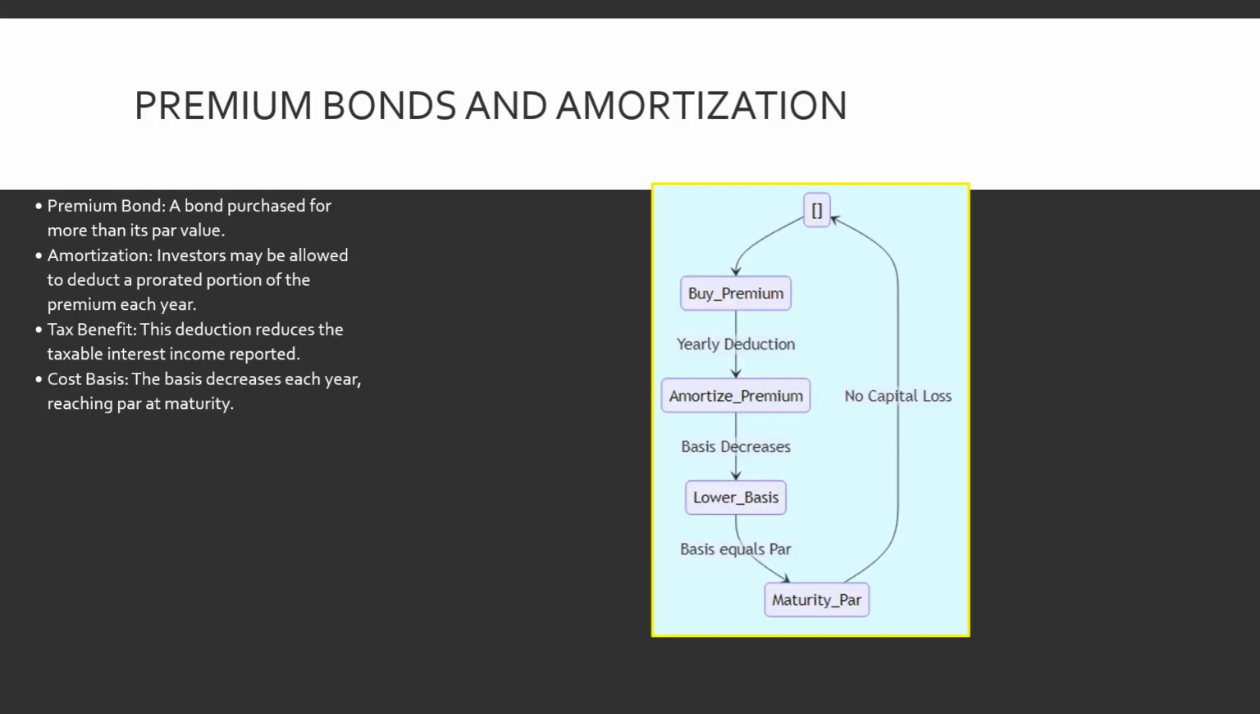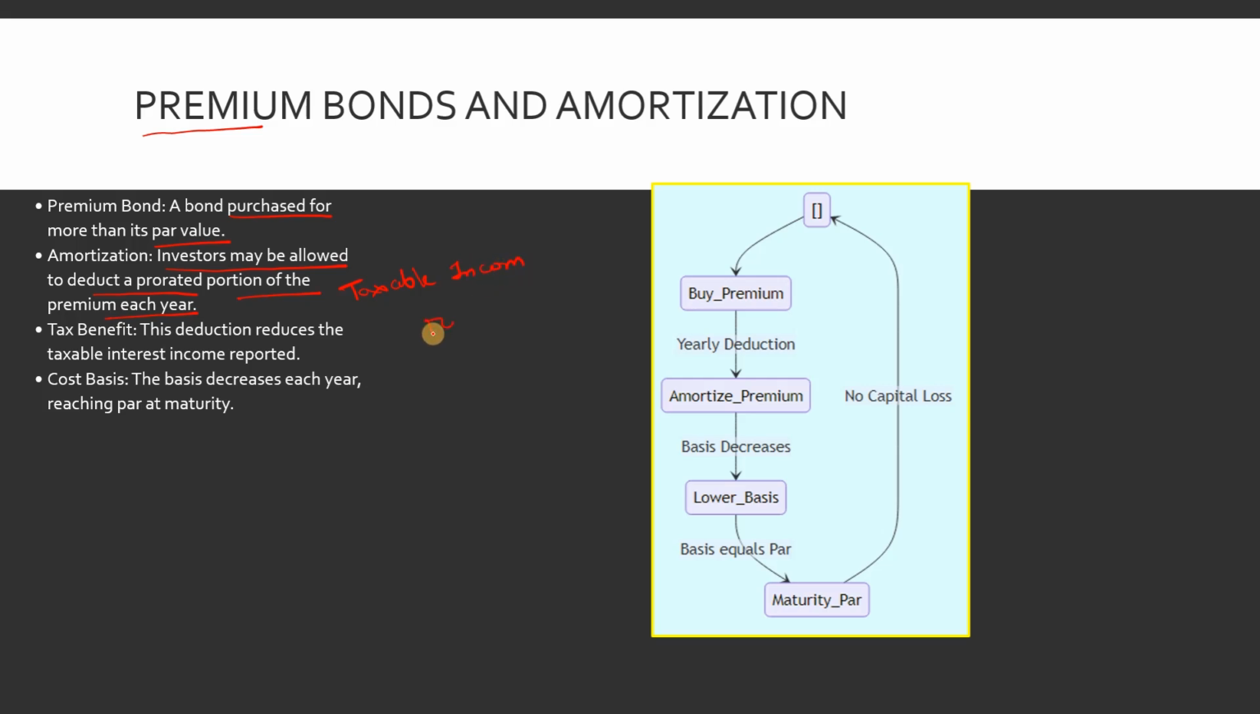On the opposite end, we have premium bonds, which are purchased for more than their par value. For these, the tax law often provides a benefit through amortization. Investors may be allowed to deduct a prorated portion of the premium they paid each year. This annual deduction reduces the amount of taxable interest income you have to report, effectively lowering your tax bill today.